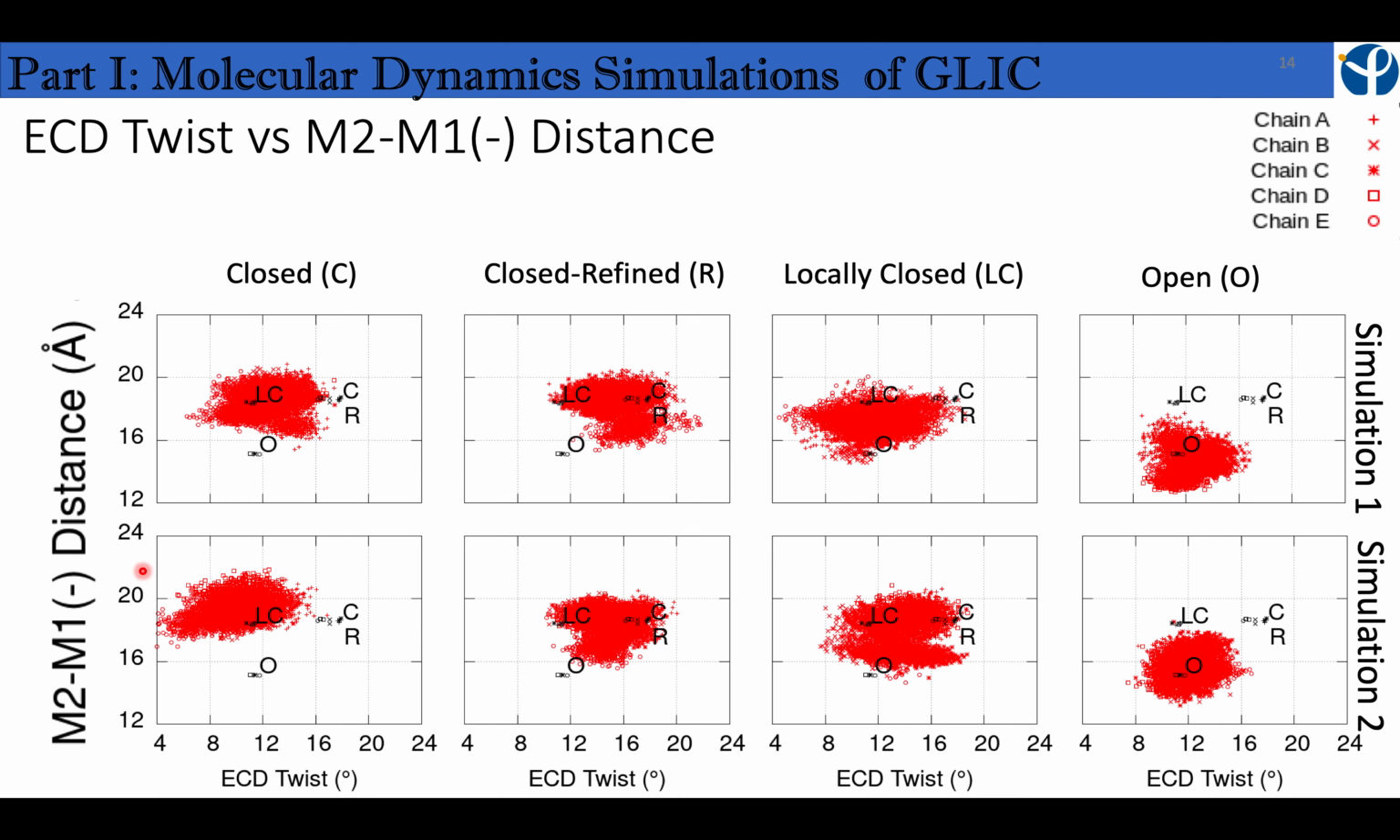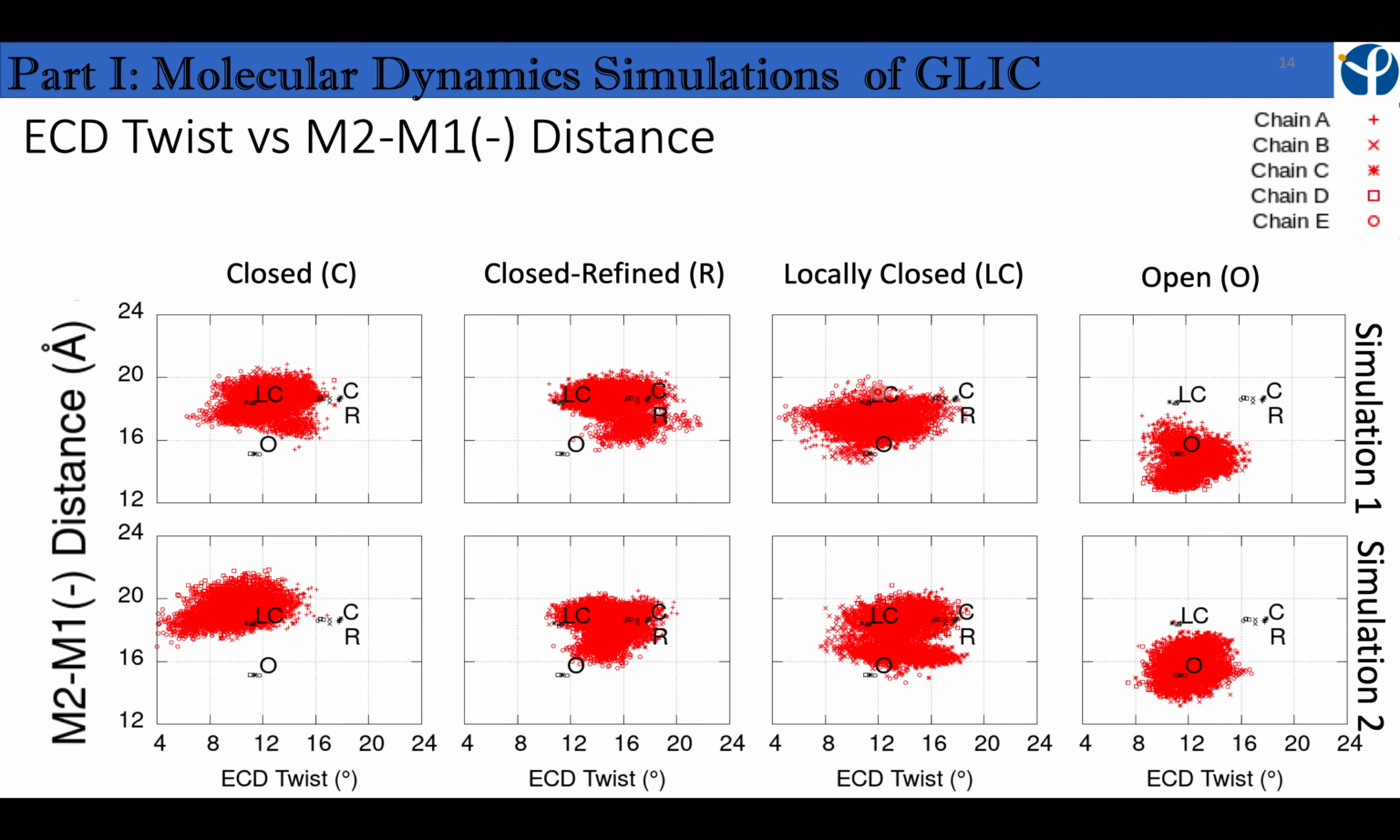Now, what can we see? First of all, we see that the open state is quite stable. It doesn't go toward locally closed state. It doesn't go toward closed or refined structure. On the other hand, locally closed state is quite flexible, especially in ECD in terms of ECD twists.